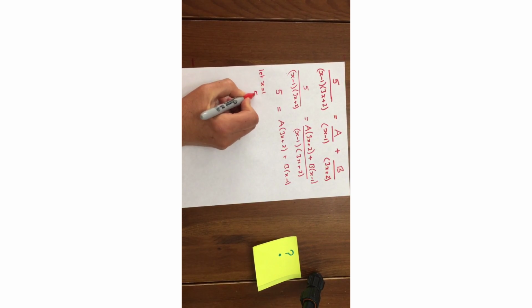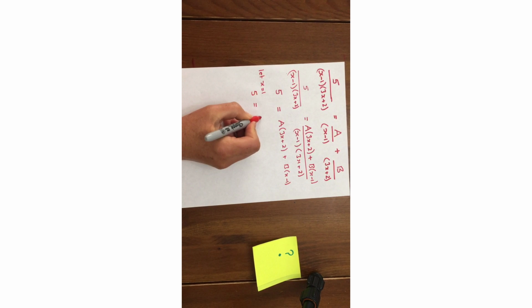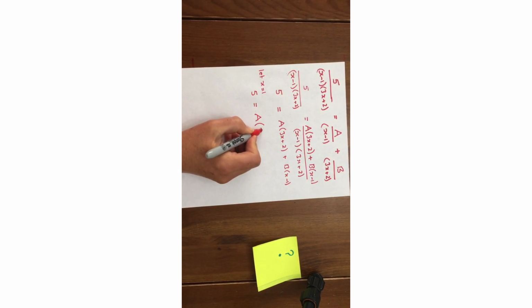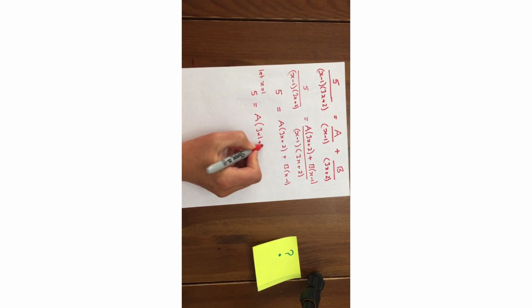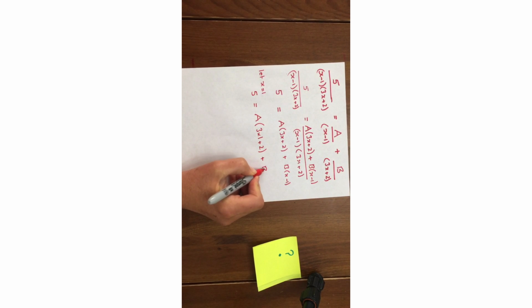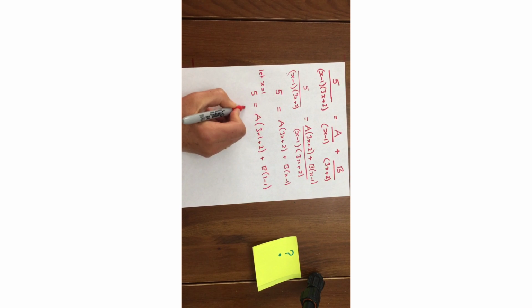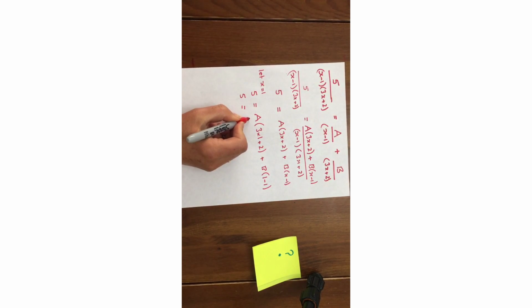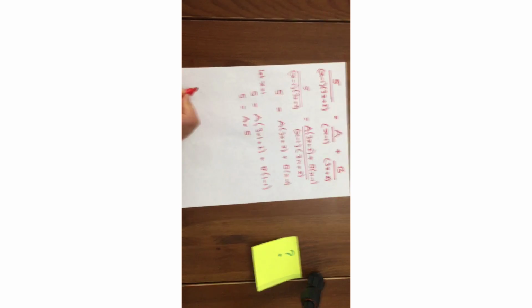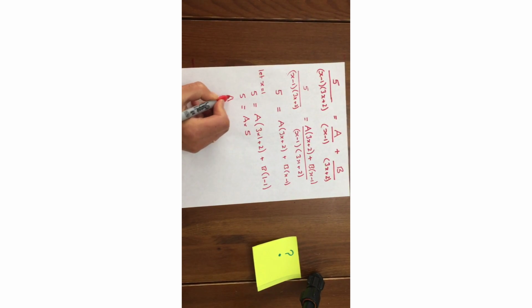So I've got 5. That stays the same, equals A times 3 times x, which is 1, plus 2, plus B times x, which is 1. So the reason I chose 1 was to make this bracket 0. So I've got 5 equals A times this 5 plus 0. So therefore, A must equal 5 divided by 5. A must equal 1. So I found my A value.